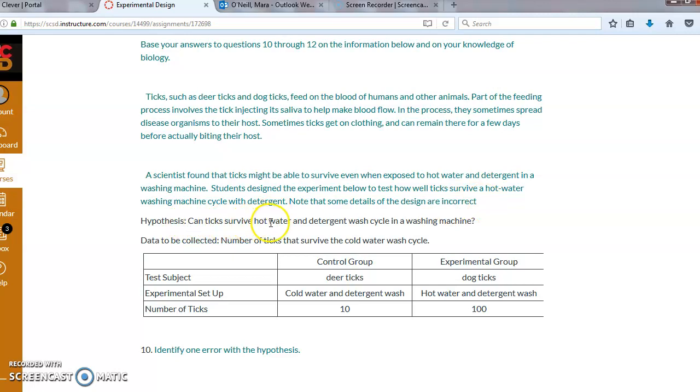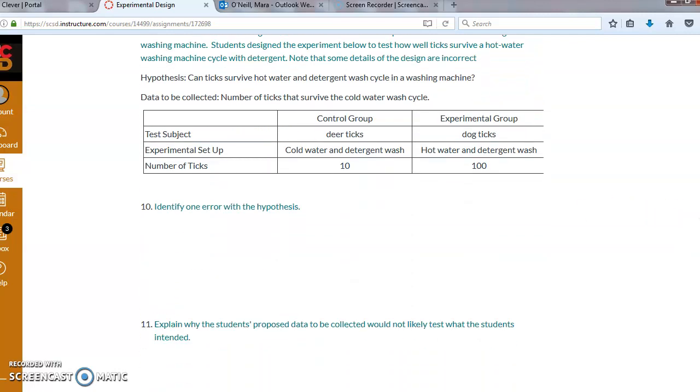Hypothesis: can ticks survive hot water and detergent washcloth cycle in a washing machine? Data can be collected: number of ticks that survive the cold water wash cycle. We got our control group, deer ticks, cold water and detergent wash, and the number of ticks is 10. Experimental group, dog ticks, hot water and detergent wash, and 100 ticks are tested. Identify one error with the hypothesis. Explain why students proposed data to be collected would not likely test what the students intended.